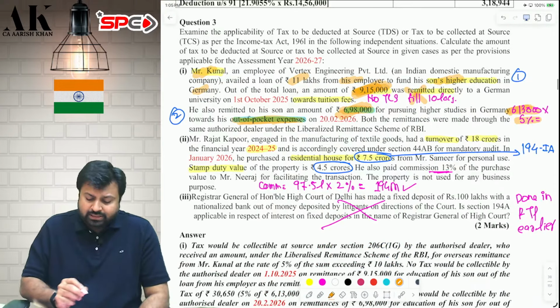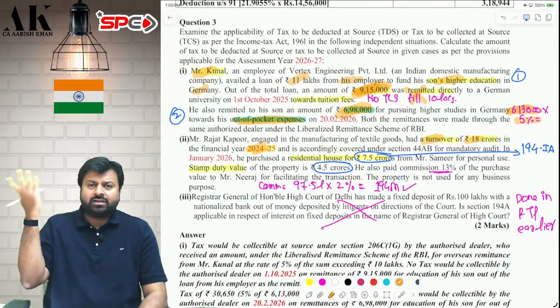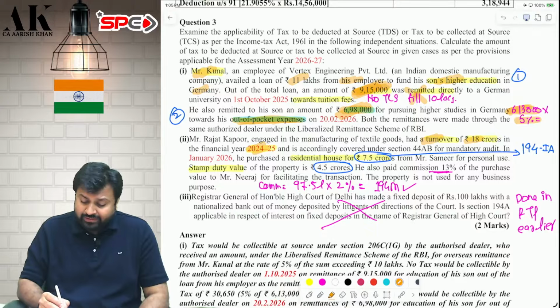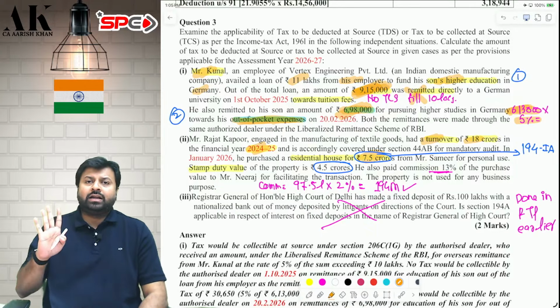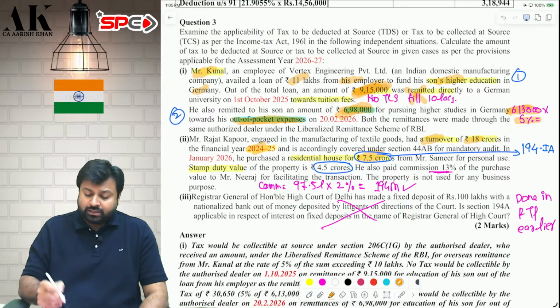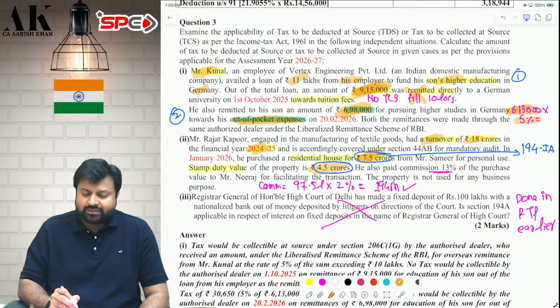Next question, Mr. Rajat Kapoor, who had a turnover last year of 18 crore rupees. Therefore, his last year turnover is definitely too high. Now he is purchasing a residential house of 7.5 crores. First of all, he will deduct TDS under 194IA at the rate of 1% on the selling price or stamp duty value, whichever is higher.